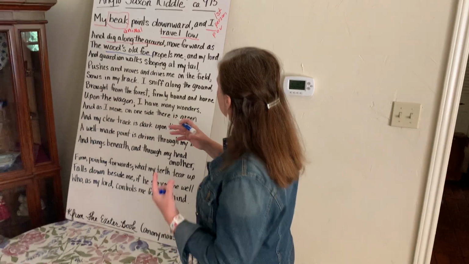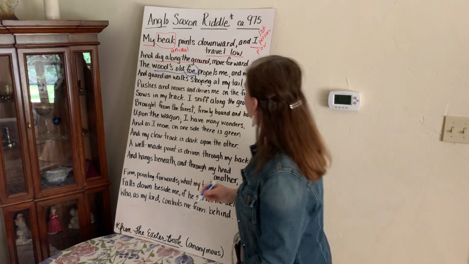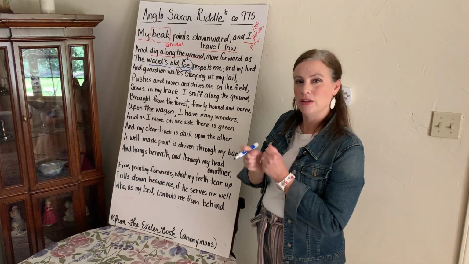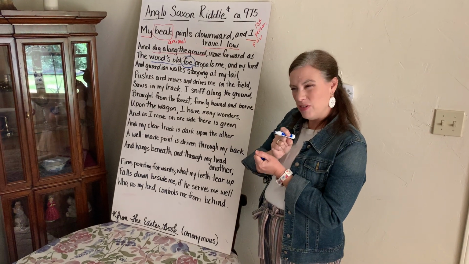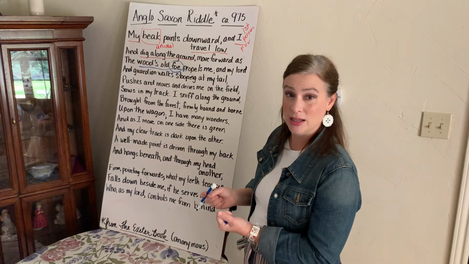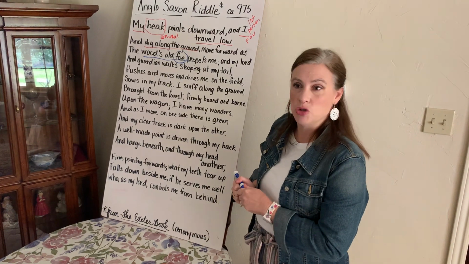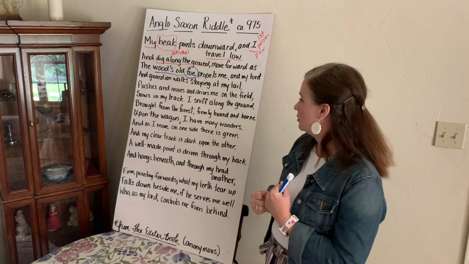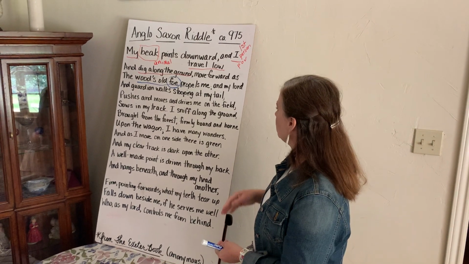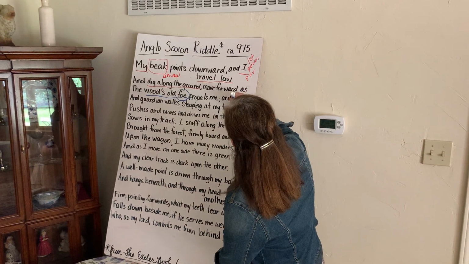So you kind of see in the fact that there's a foe here, there's kind of a tension here. An antagonist, the farmer, and a protagonist, which maybe is nature, okay? And so that's another thing you want to think about as you read: is there a conflict? And here we kind of have a conflict. The wood's old foe propels me, and my lord and guardian.